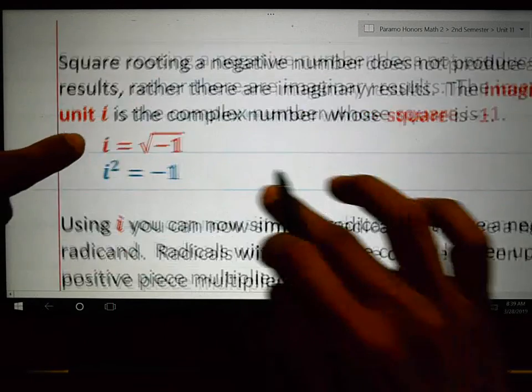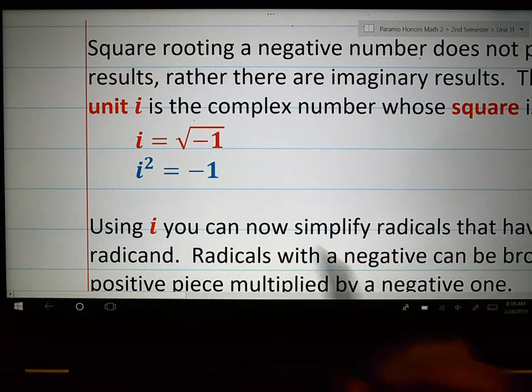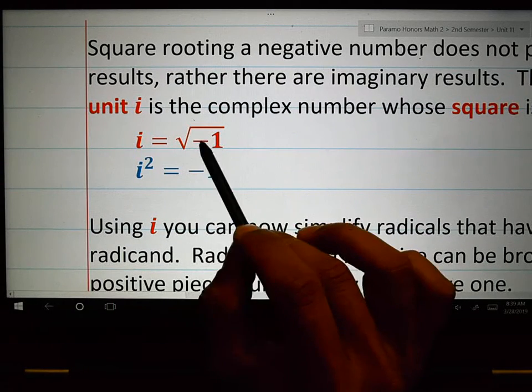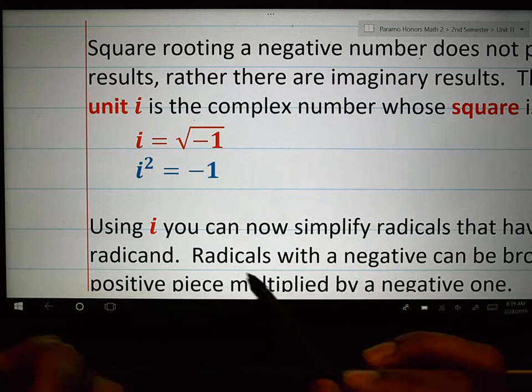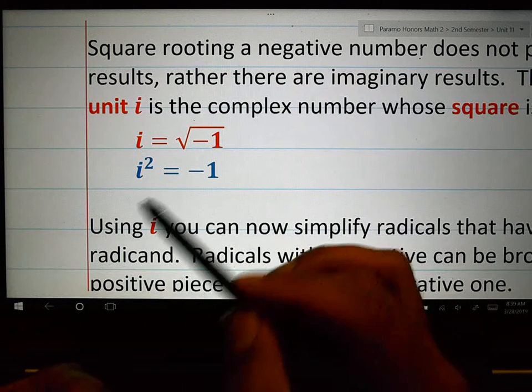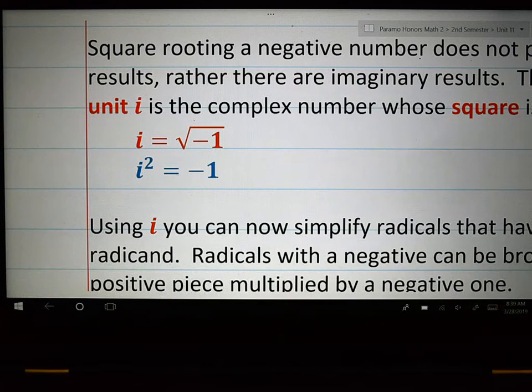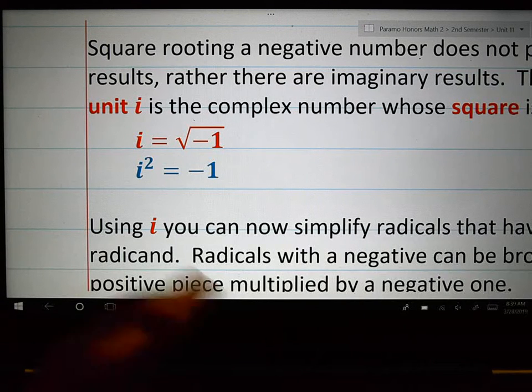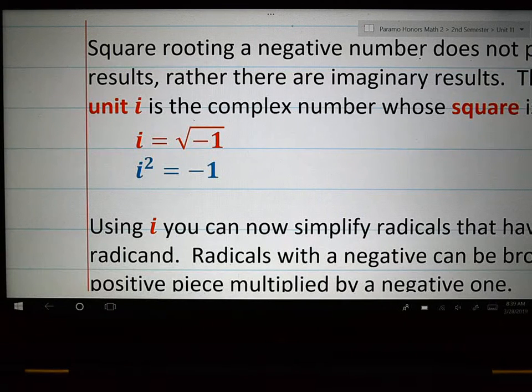The reason why it is no real solution is because when you try to square root something, what we're saying is what times itself equals a negative 1. And there's nothing that exists where something times itself equals a negative 1. There's no real number that happens.